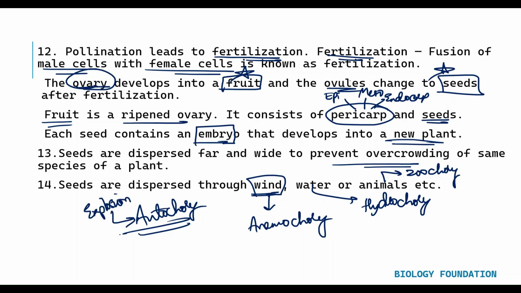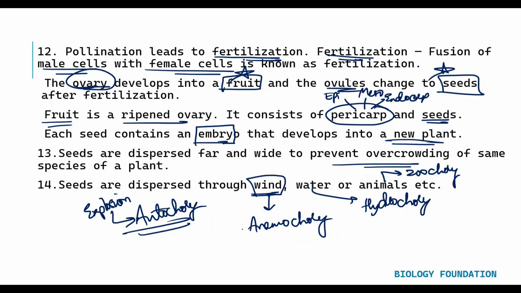That is called autochory. Okay, so this slide winds up the entire summary of unit three, structure and functions of plants, where we began with the root system, modifications, types of roots. Then we discussed the various organs of the shoot system, that is stem, leaves, flowers, fruits, and seeds. And seeds germinate only when there are favorable conditions.